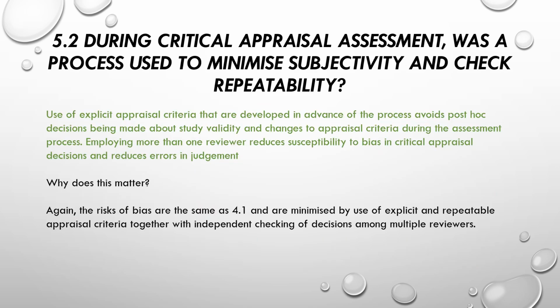In Criterion 5.2, we are back to being concerned with the conduct of the review process itself. Using explicit criteria, employing more than one reviewer, and checking consistency of assessments reduces susceptibility to bias in critical appraisal decisions or errors in judgment. Why does this matter? Again, the risks of bias are the same as in 4.1 and are minimized by use of explicit and repeatable appraisal criteria, together with independent checking of decisions among reviewers.